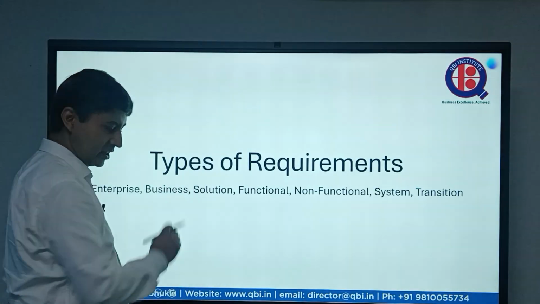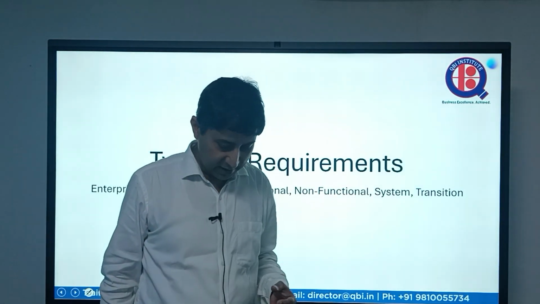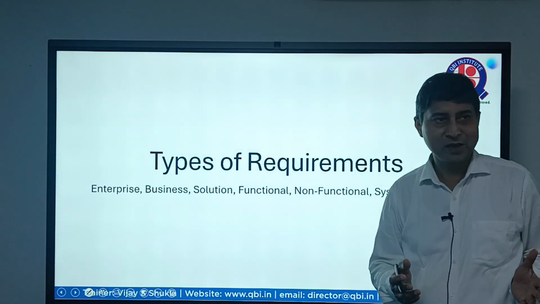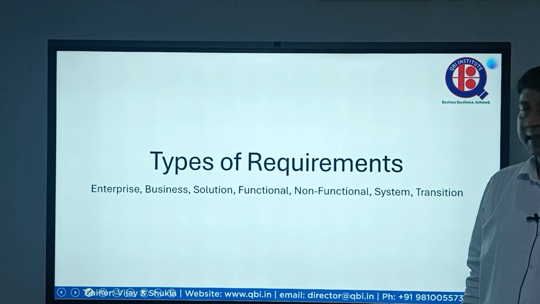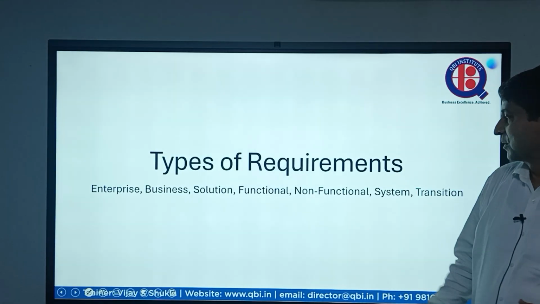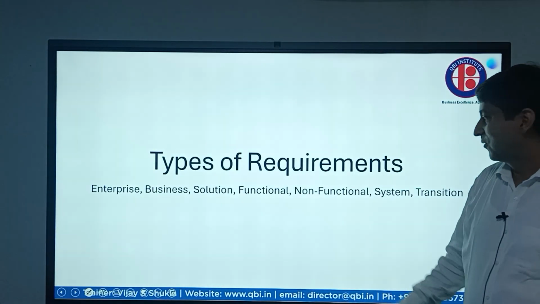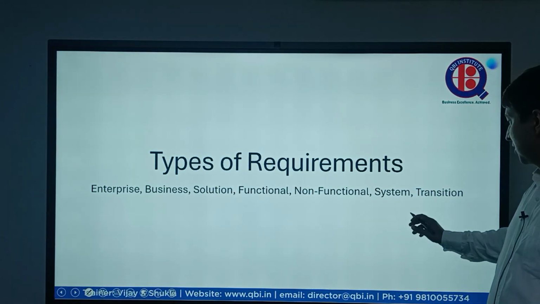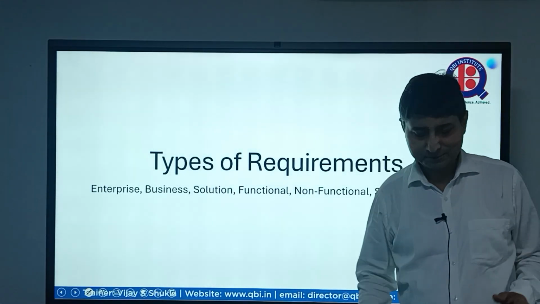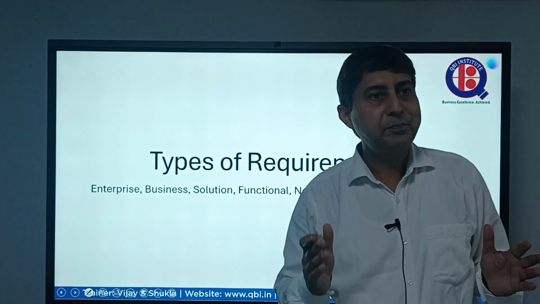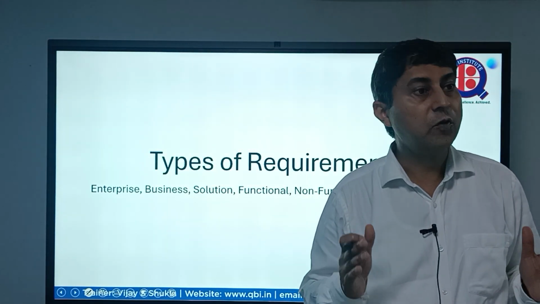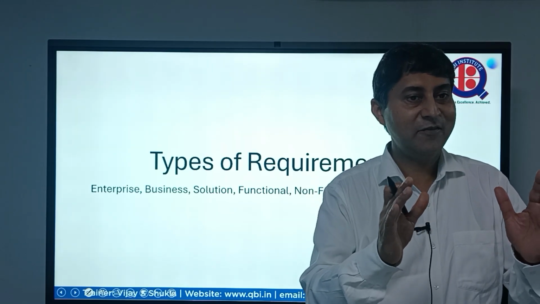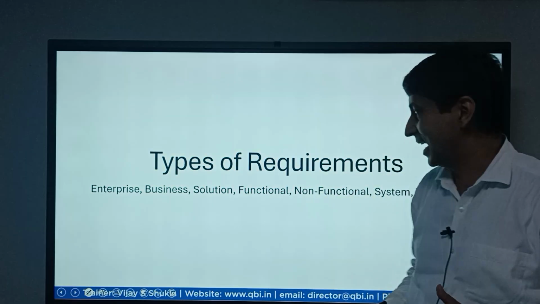Now our focus is on types of requirements. These are some types of requirements which you could come across: enterprise requirement, business requirement, solution requirement, functional requirement, non-functional requirement, system requirement, and transition requirement. We are in the business of communication. So words are important. So we need to have clarity of what all these words are.